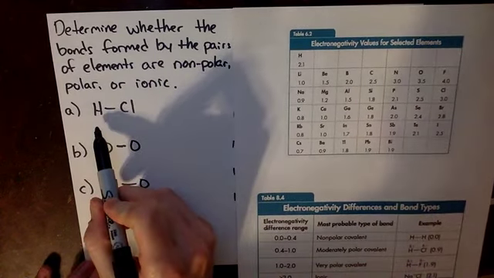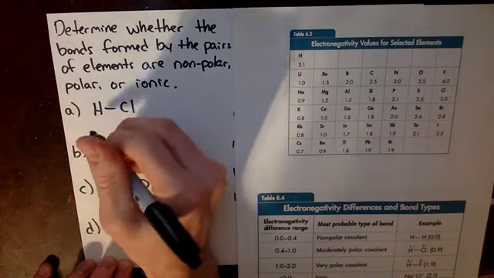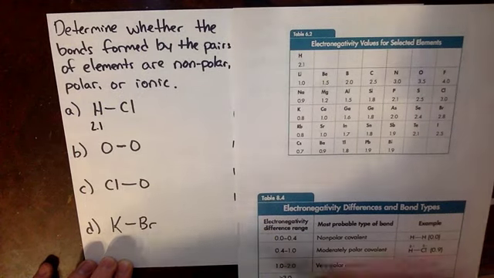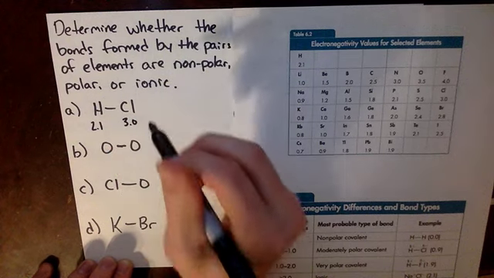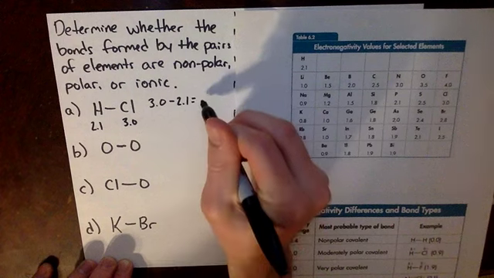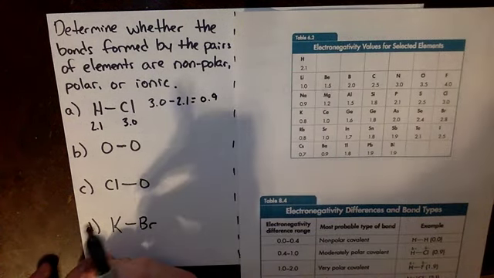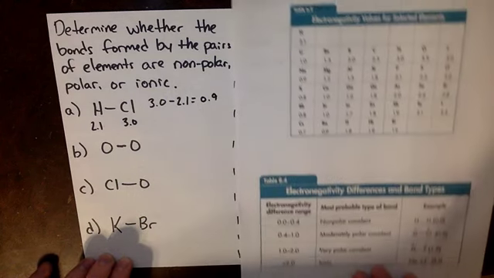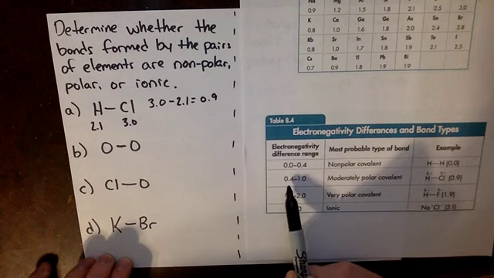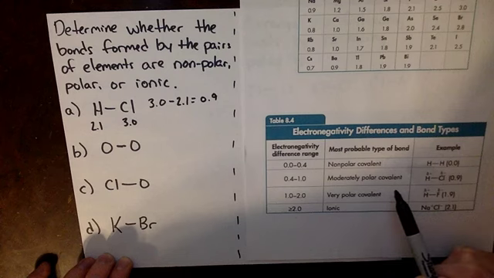Okay, so we've got a hydrogen bonded to a chlorine. Hydrogen has an electronegativity of 2.1, and chlorine has an electronegativity of 3.0. So if we subtract those, 3.0 minus 2.1 equals 0.9. So this bond has an electronegativity difference of 0.9. If we use our chart from the notes, we'll see that anywhere from 0.4 to 1.0 is what's called a moderately polar covalent bond.